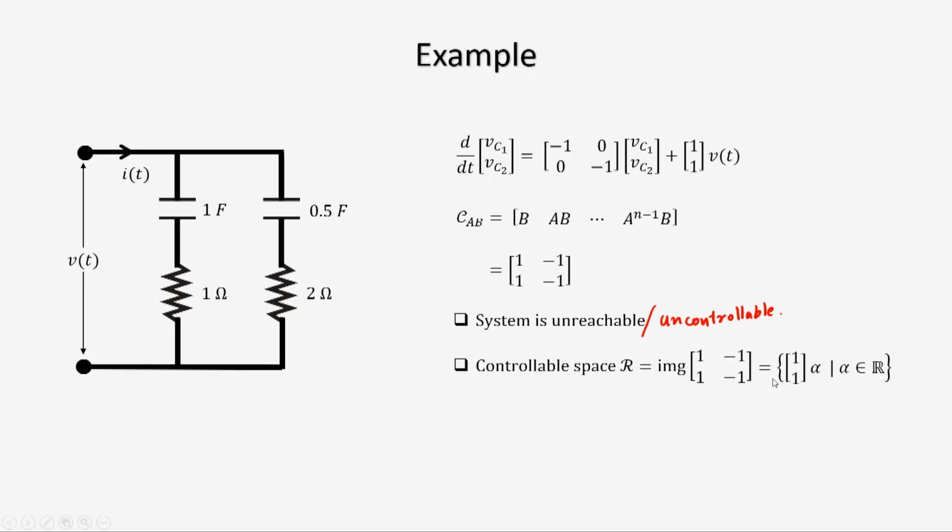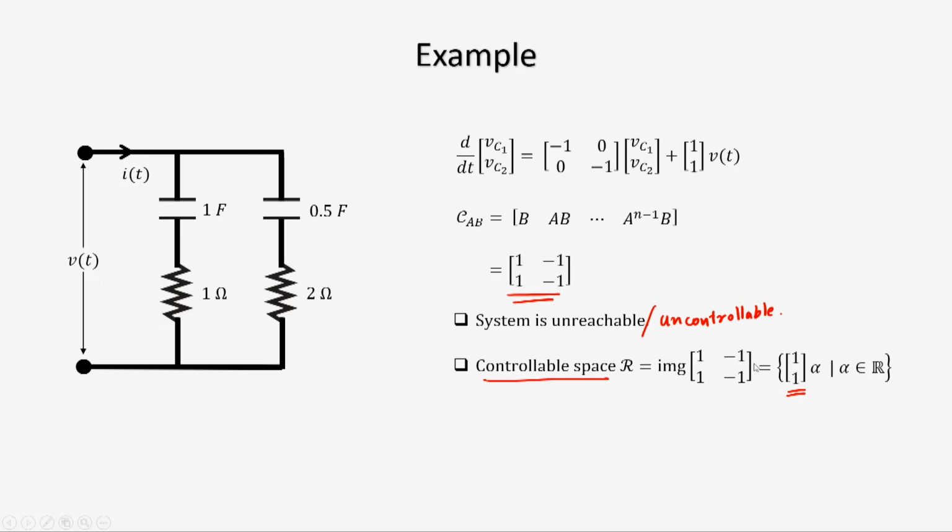Now, I can always ask, the system is uncontrollable here, that means I cannot control some of the states. What is the meaning of that? I will come to that. But I can always ask, fine, then if I find the image of CAB, that will give me the controllable space. These are the points which I can actually reach.